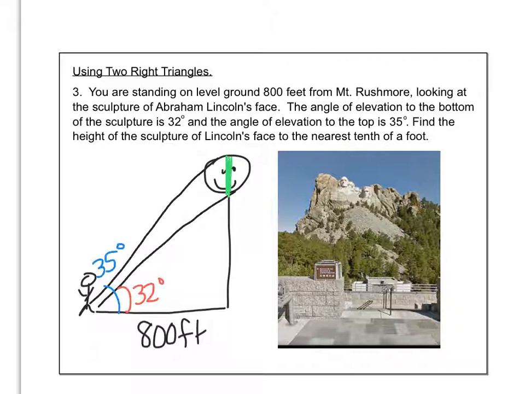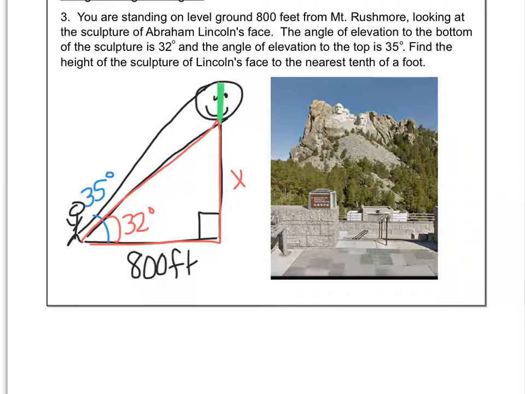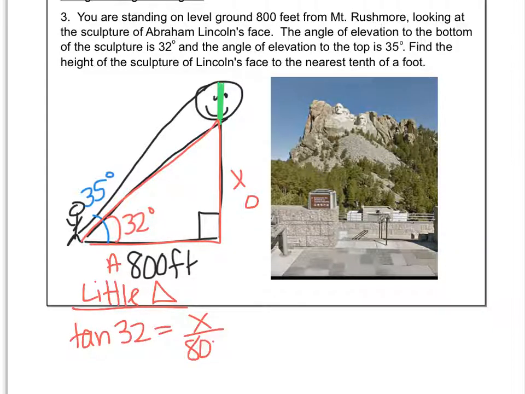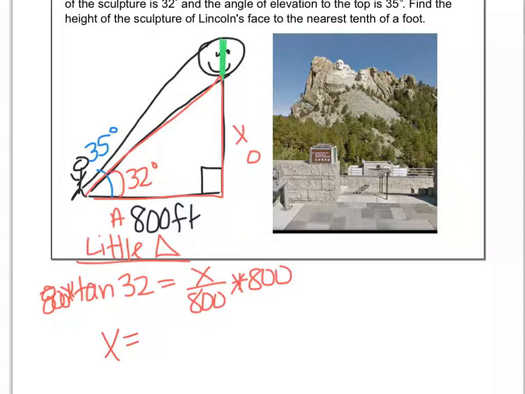This is our goal right now, that green section. The problem is, if we want to solve this, we want to use these two right triangles. We have a small right triangle, which I'm going to call side X. For the little triangle, it's opposite and adjacent, so tangent of 32 equals X over 800. Times 800, X ends up being 499.8, so I'm just going to round it up to 500. That's 500 feet to get up to that point.